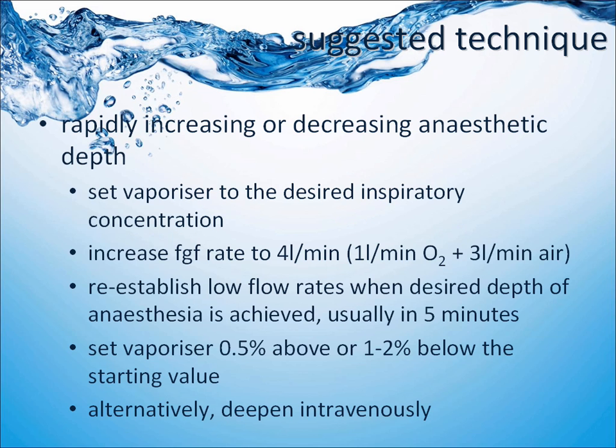So to rapidly increase or decrease your anesthetic depth, you can set the vaporizer to the desired depth that you'd like, increase the fresh gas flow rates to about 4 litres per minute, and you need to maintain that for about 5 minutes or so, and then hopefully a new equilibrium is reached. If you're lightening, you just set your vaporizer a little bit lower, say 1 to 2% lower. Or you can just deepen with the remaining propofol that you have, or the opiates that you have as well.